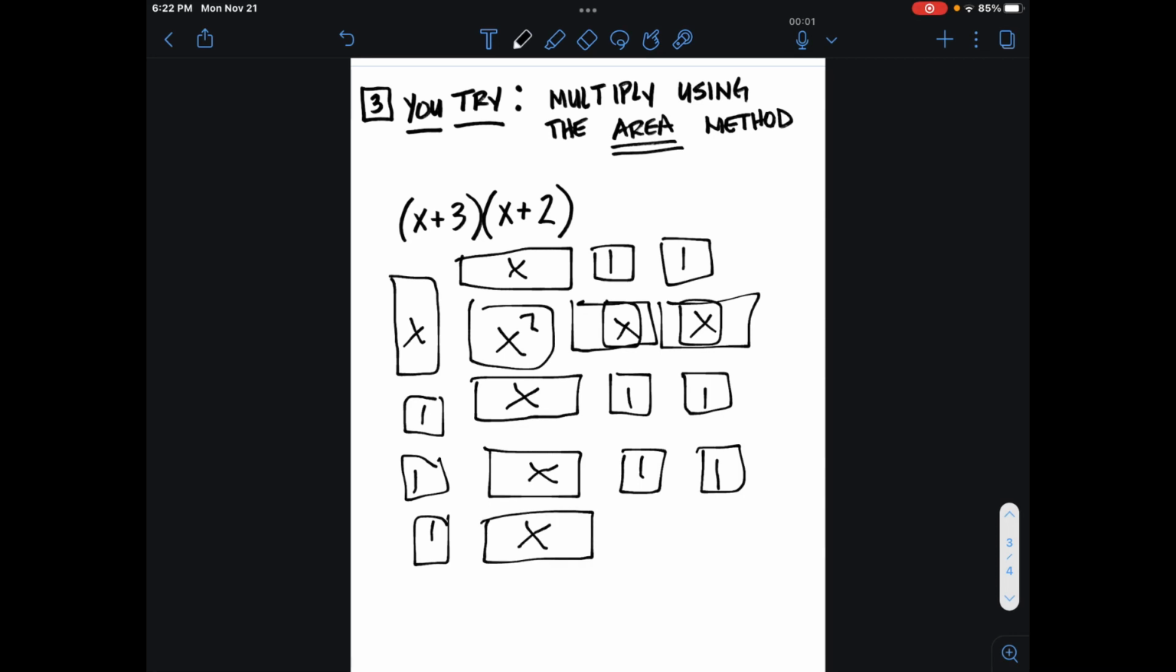Alright, 1 and x, we got another x there. And I refuse to say another 1, so more 1s. And when we combine those, you should get x squared plus, I see 5 x's, plus, and I see 6 ones. So that should be your answer.